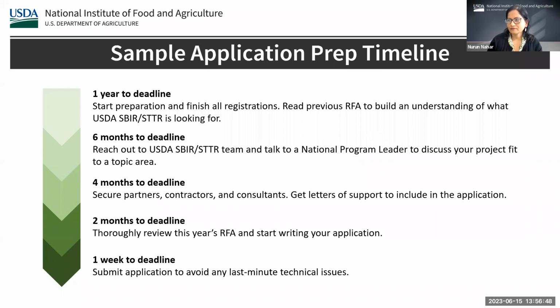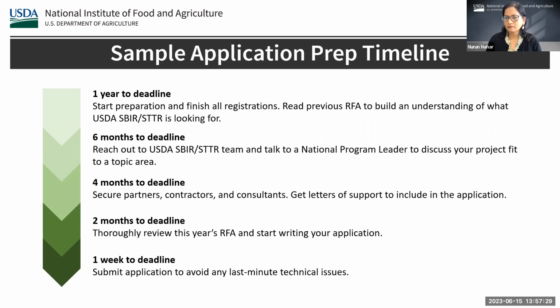We're looking at an application timeline. How soon should I start preparing for my application? The answer is you can't start soon enough. Up to 1 year prior to the deadline, you can start getting your registrations with SAM.gov, with grants.gov, with SBIR.gov. You can read the previous RFA. Six months out from the deadline, reach out to the national program leader. Talk about fit to the topic area. Make sure you're selecting the correct topic area.